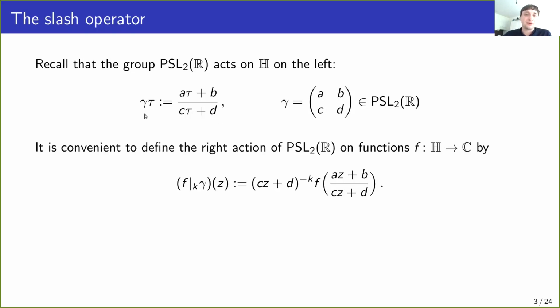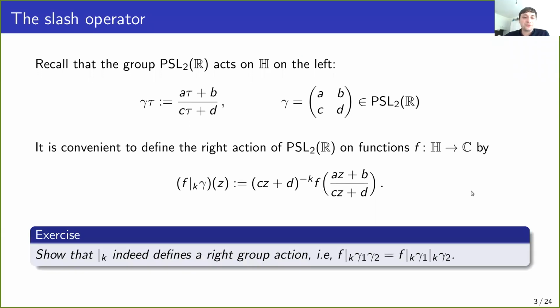In particular, using this action, we can also define the action of the same group on functions. Actually, it's an infinite family of actions, since it depends on the weight k. We define it as follows. We have this slash operator: f slash with index k and gamma, an element of the group PSL2R. We just define it to be the value of f at the left action of the group multiplied by this so-called automorphic factor.